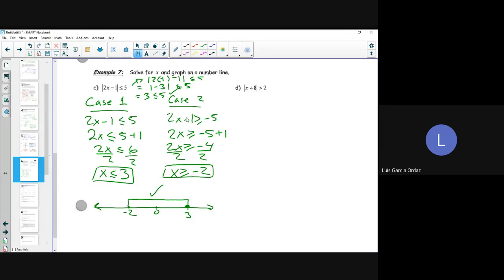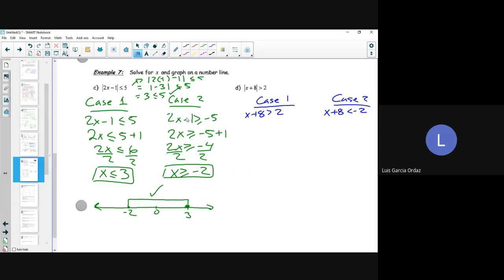Okay, the next example we have is absolute value of x plus 8 greater than 2. So what's the first thing I'm going to do? Split it up into 2 cases again. So what is my first case going to look like? X plus 8 is greater than 2. And what would my second case look like? X plus 8 is less than negative 2. Yep.